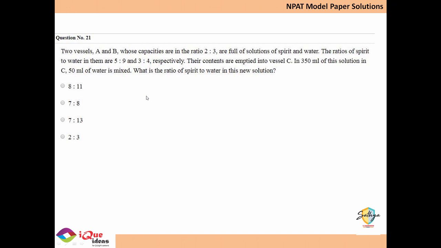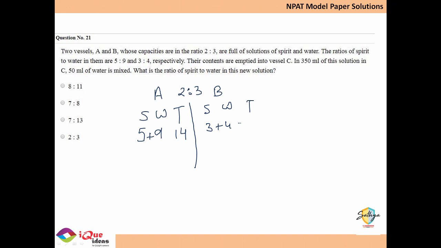There are two vessels A and B, and the capacities are in the ratio of 2:3. The first one has spirit and water in the proportion of 5:9. That means the total is 14. The second one also has spirit and water in the ratio of 3:4. That means the total is 7. So now the totals are in the ratio of 2:3.